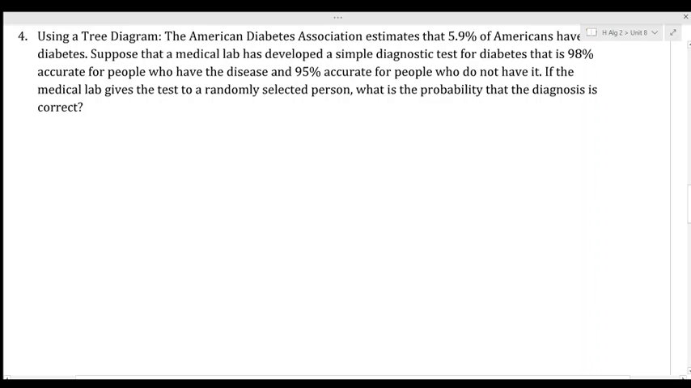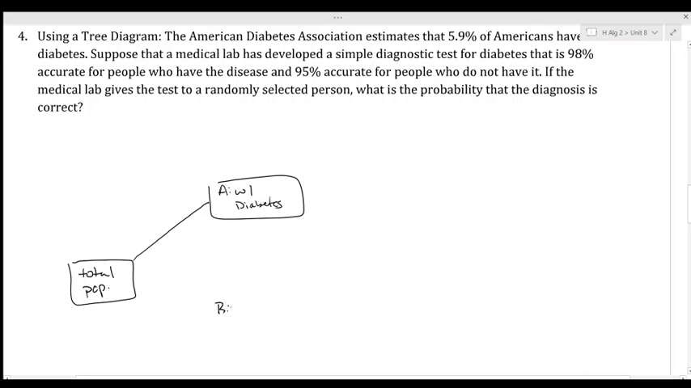Okay, so we're going to draw this out. First things first, our first little box is going to be the total population. So I'm going to call this total pop. Not soda pop, population. Now, there are 2 different types of people we're talking about: people with diabetes and people without diabetes. So we'll call them A for with diabetes, and population B, which is without diabetes. I'm abbreviating with and without.